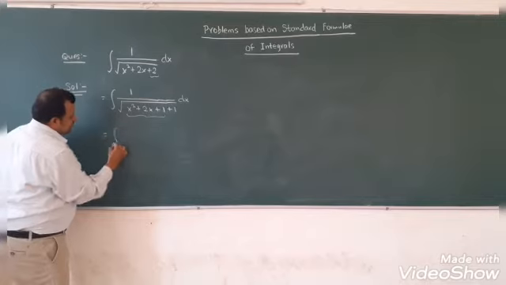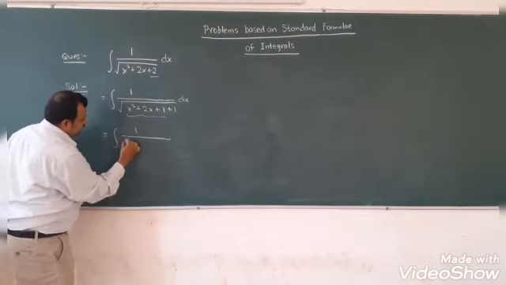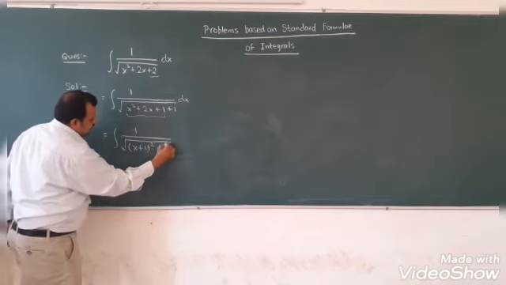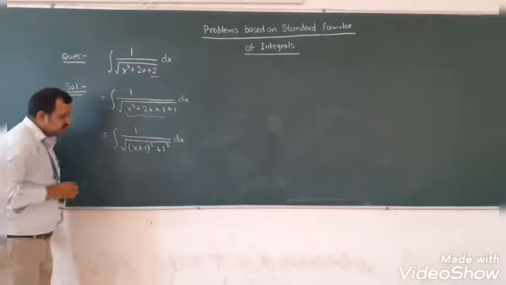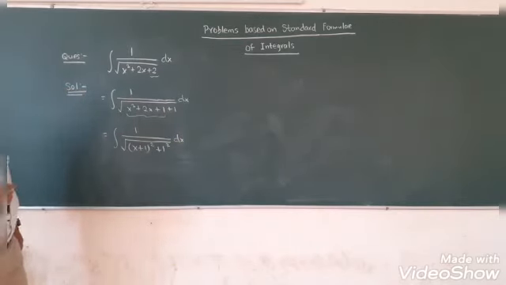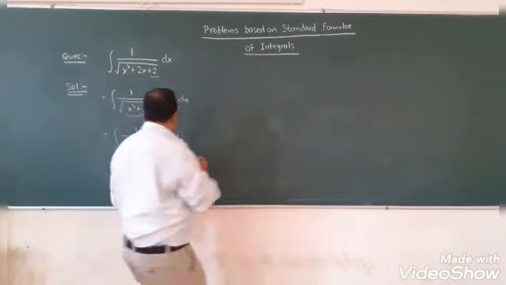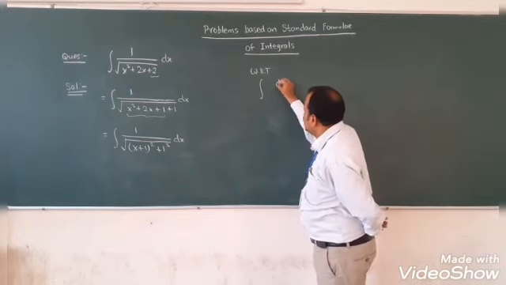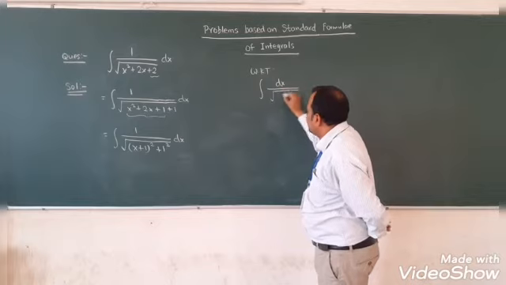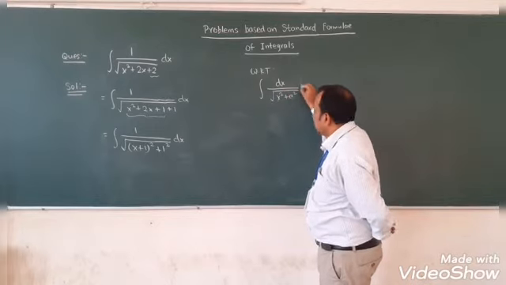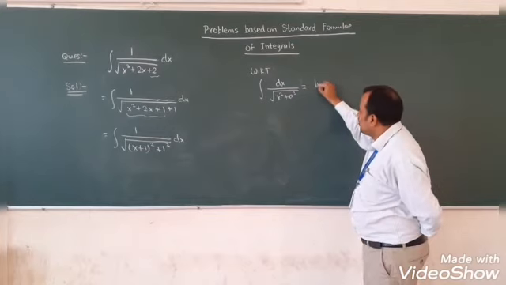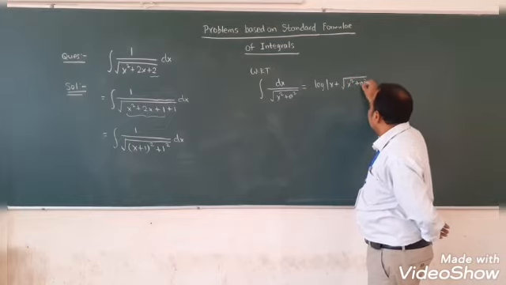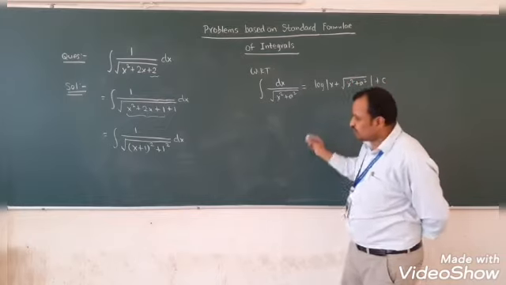Now this we can write as 1 divided by square root of (x plus 1) whole square plus 1 square, dx. So which result is coming here? Again something like square root of x square plus a square. Just now I told you that we know the integral dx divided by square root of x square plus a square. The formula is log of x plus root over x square plus a square plus c. So make use of this formula.